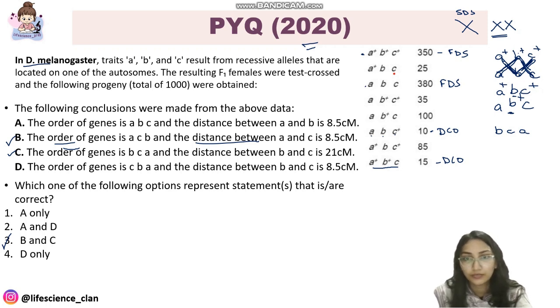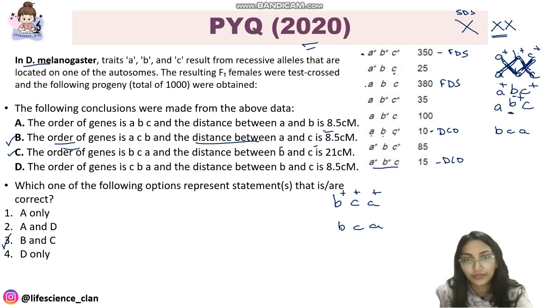So what is to be done with the centimorgan? It is only given to you so that you waste some time. But we will still solve it now so that you know how to solve this problem. If you have to find out the distance between two genes, which we'll be talking about in the next video, we have a formula for that. So for that, we have to know the order, which is BCA. So let's take the FDS, B plus C plus A plus, and BCA.